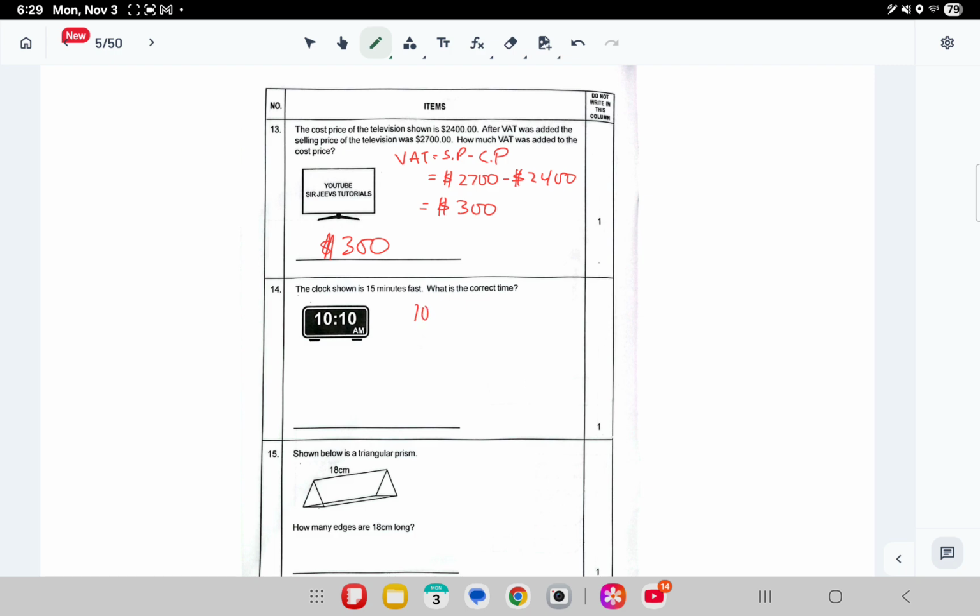So the time shown is 10:10 a.m. 10:10 take away 10 minutes would be 10 a.m. And now we have 5 minutes remaining to make it 15 minutes. So 10 a.m. take away 5 minutes would be 9:55 a.m.